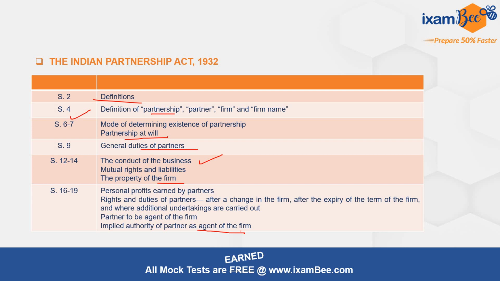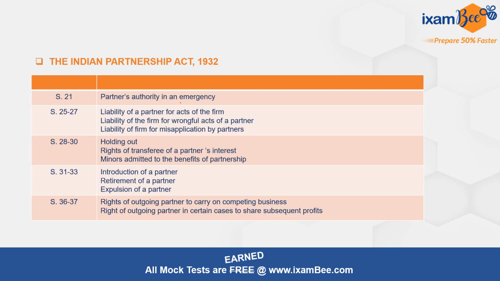So these all important provisions are covered in Sections 16 to 19. Section 21 talks about partner's authority in an emergency. So in emergency situations, what are the authorities which a partner has, that has been covered under Section 21. Section 25 to 27, you can see the liabilities, they have been taken care of.